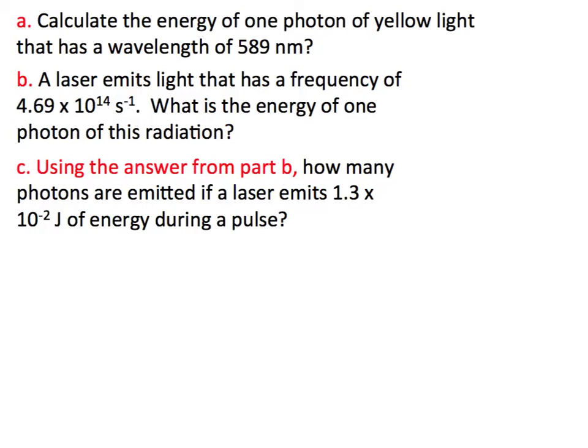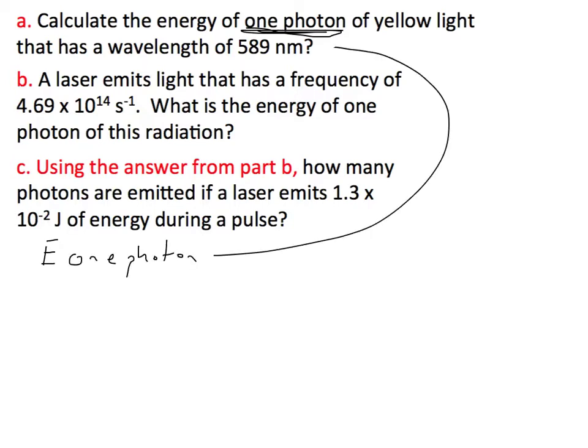Question 6.2 says calculate the energy of one photon of yellow light that has a wavelength of 589 nanometers. So the energy of just a single photon, we're told, has a wavelength of 589 nanometers. And we know that E is equal to h times ν, and we know that c is equal to lambda times the frequency.